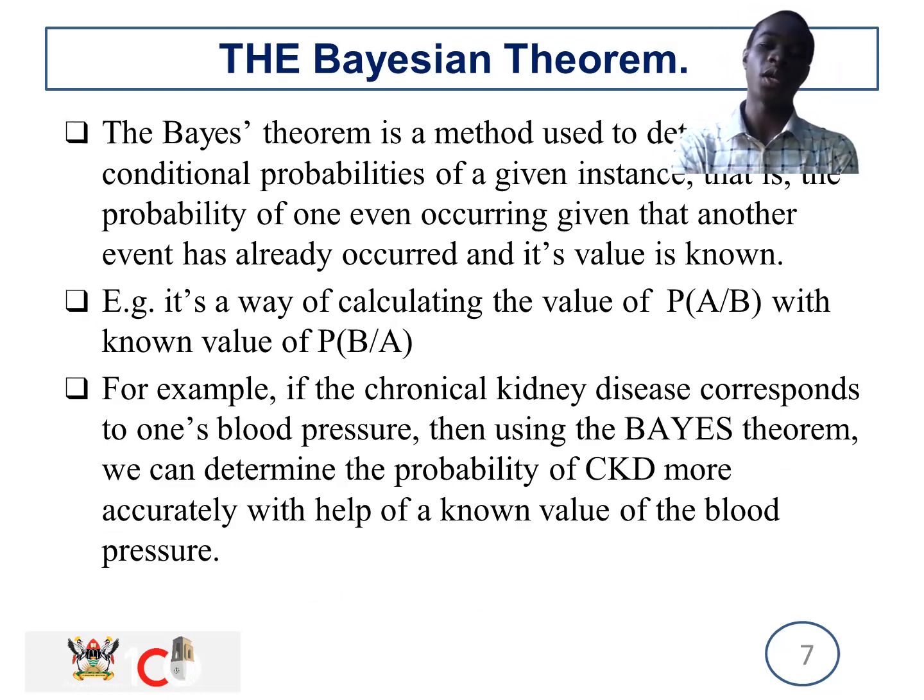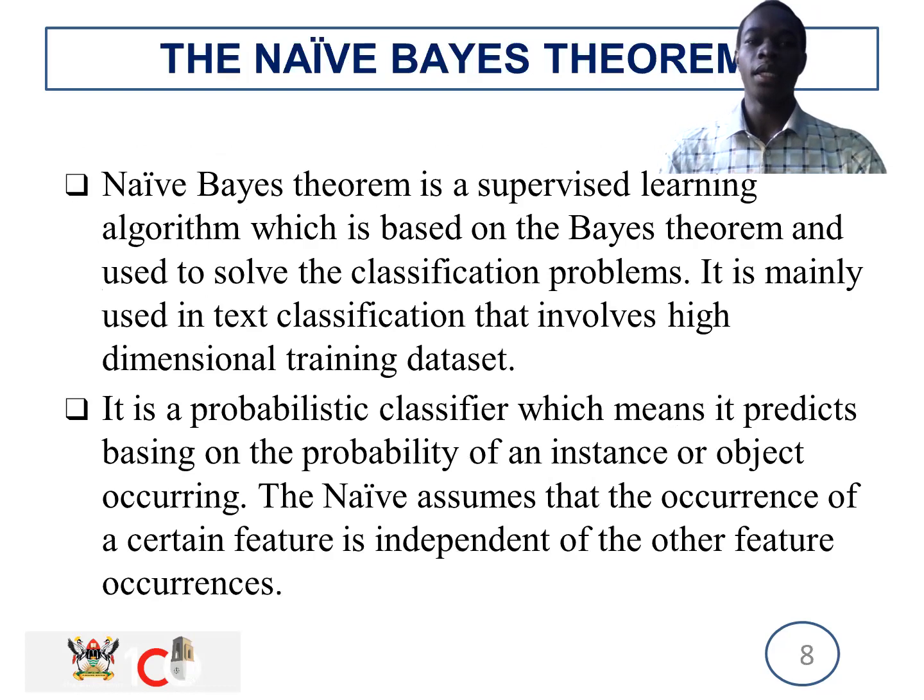Under the calculation, we shall go further. For example, if someone is suffering from chronic kidney disease corresponding to one's blood pressure, then using the Bayes theorem, we can determine the probability of the chronic kidney disease more accurately with the help of the known value of the blood pressure, since the two are conditionally dependent on one another. Then you have the naive Bayes theorem.